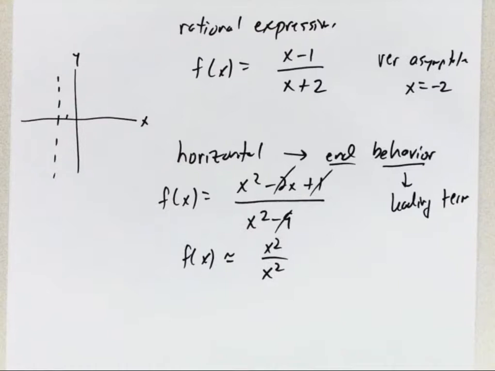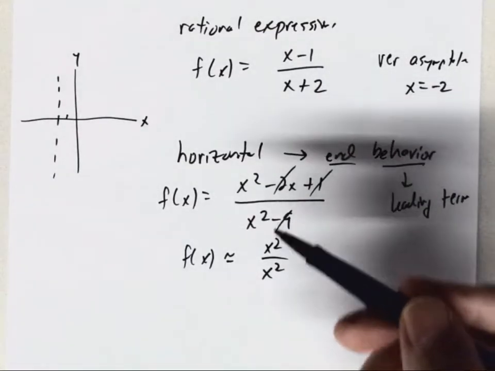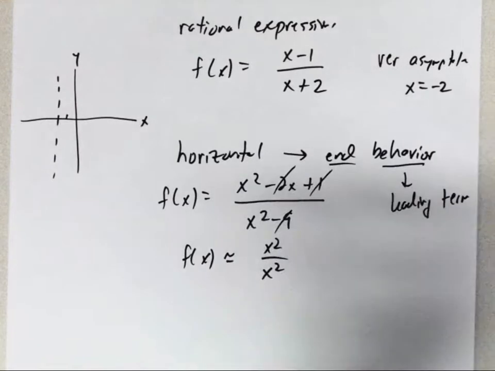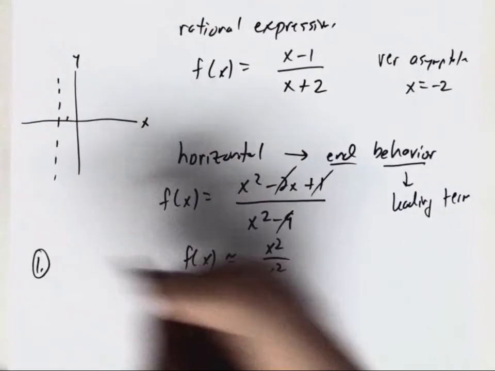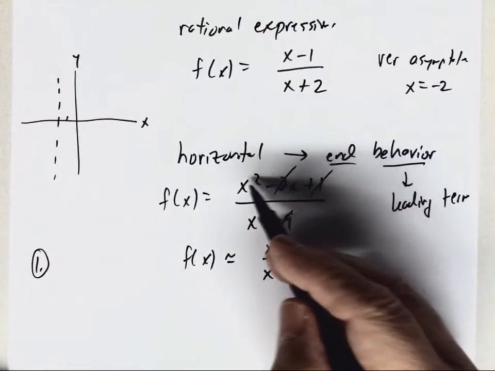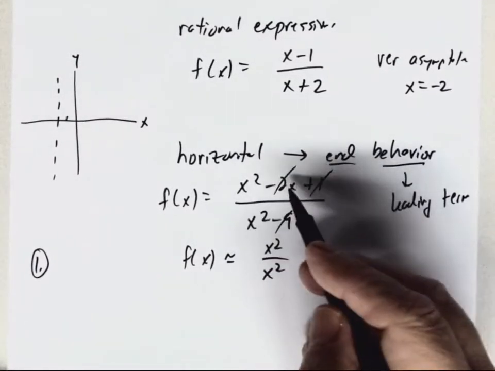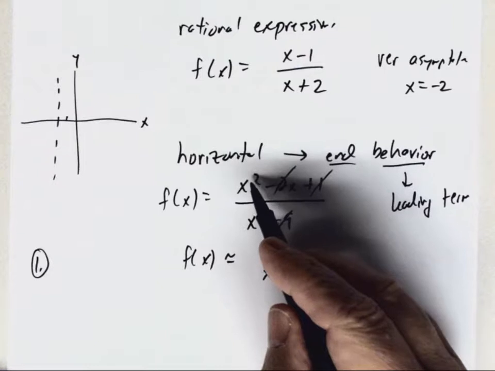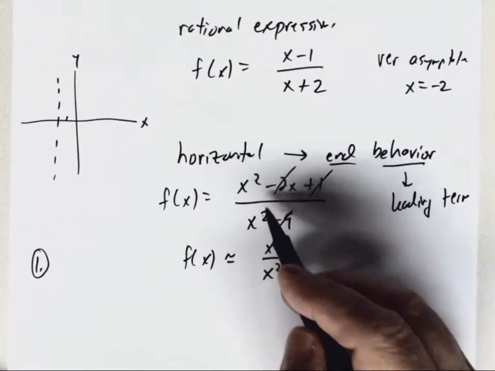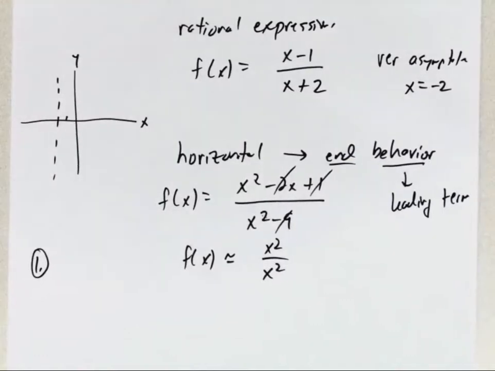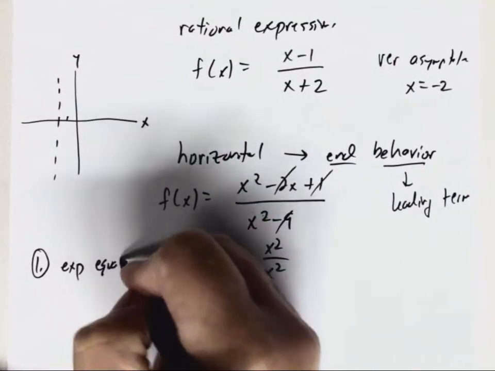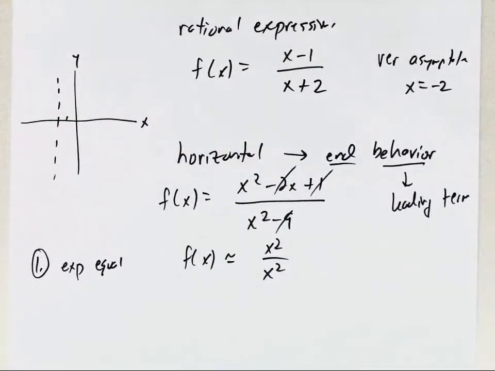Now let me just say, as we're looking at horizontal asymptotes, there are three scenarios that can occur. And this is the first scenario. The first scenario is when I look at my original function, I notice for the leading terms that the exponents are equal, top and bottom. So here is the first thing that can happen.